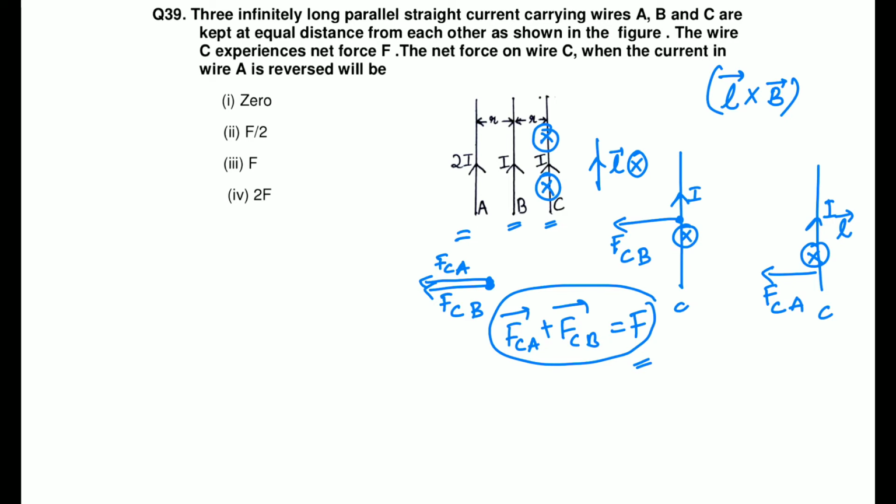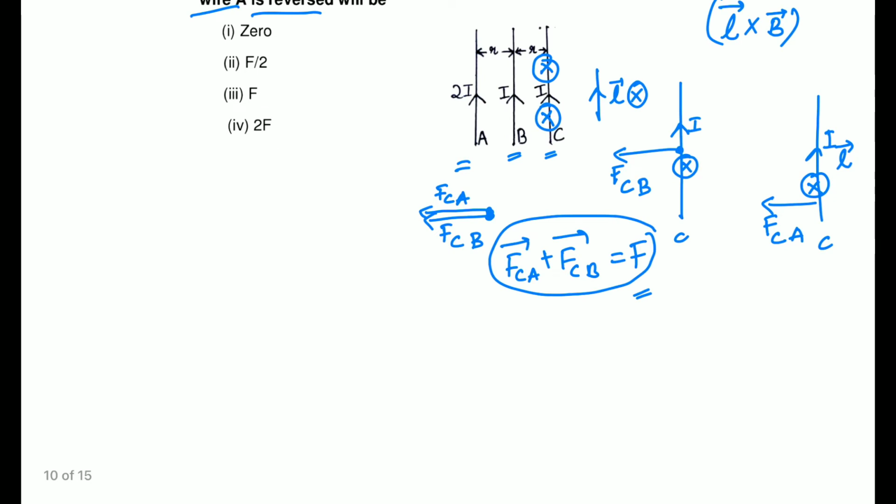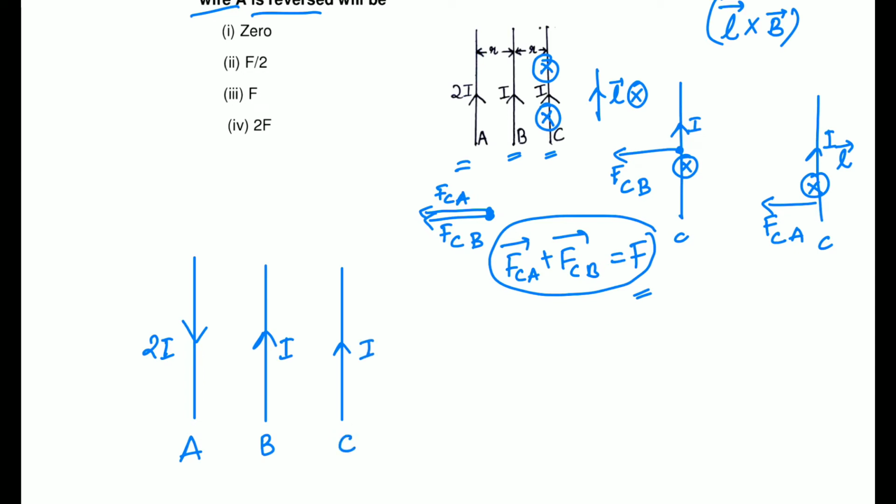Now the question is asking what will happen if the current in your wire A is reversed. The difference here is that in wire A, I'm reversing the direction of current. Everything else is the same, the current is the same. The only thing I did is reverse its direction. Let's understand what is going to happen when you reverse it. Here I current is flowing, here also I current is flowing. This is your C. Nothing will happen to these two, because everything is the same here.